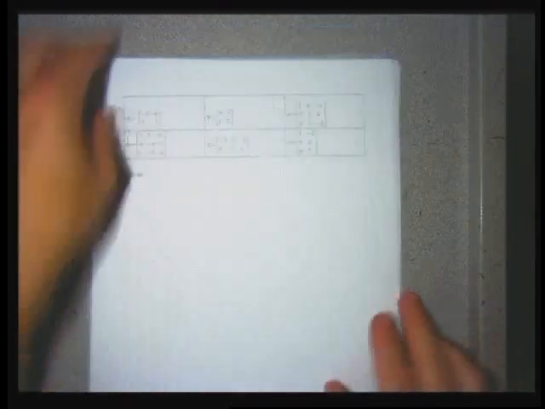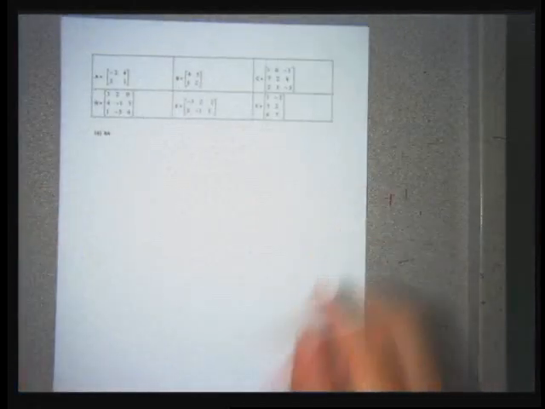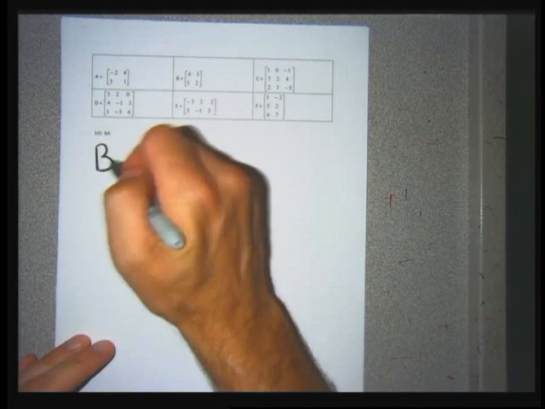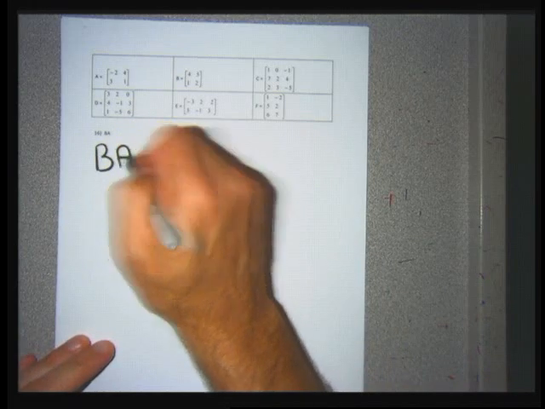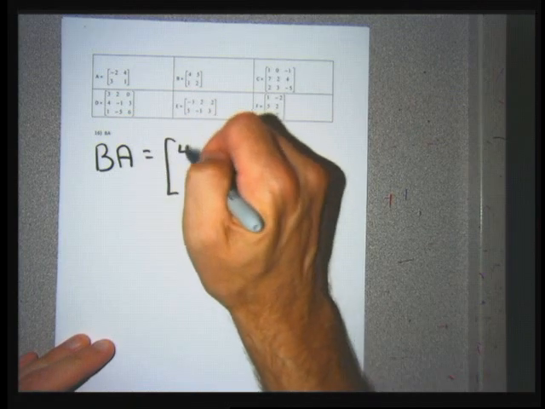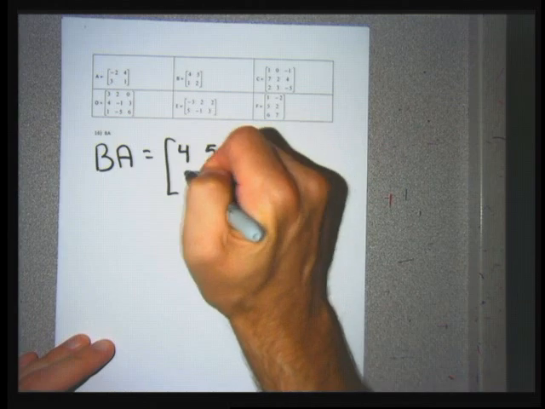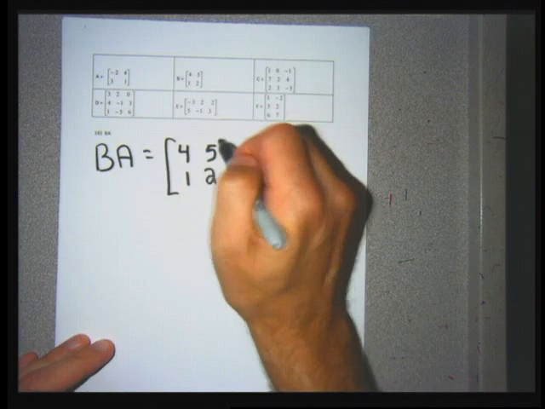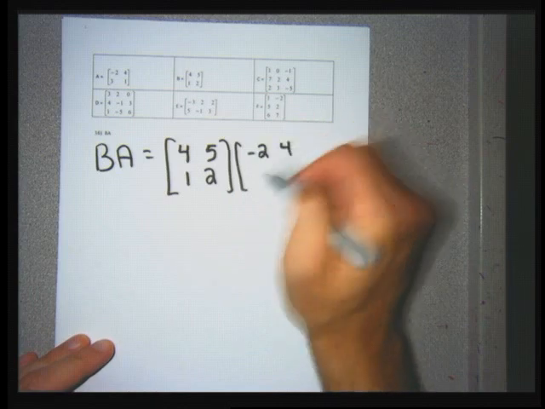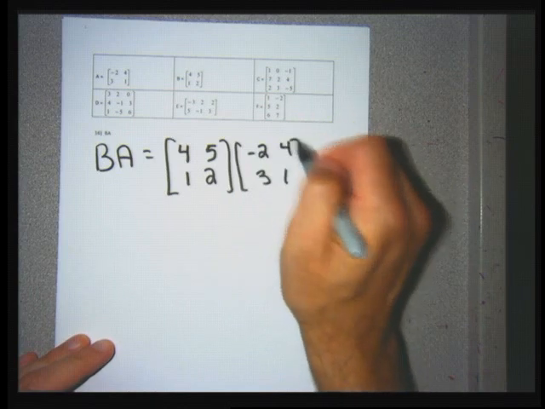And let me first do the matrix multiplication on my calculator to generate an answer, and then I'm going to show you how to do it by hand. So problem 16 wants me to take matrix B times matrix A, which is going to take the matrix 4, 5, 1, 2 times the matrix -2, 4, 3, 1.